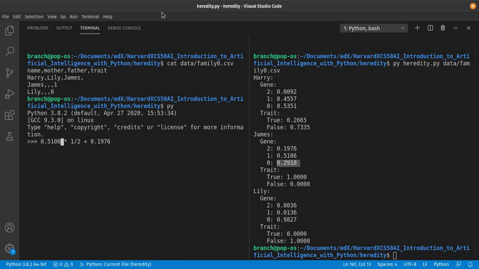This is a demonstration of my solution to the CS50 AI Heredity project. In the terminal on the left, I have illustrated the dataset family0.csv.